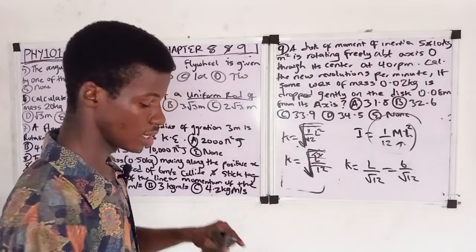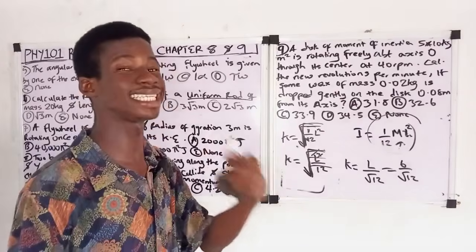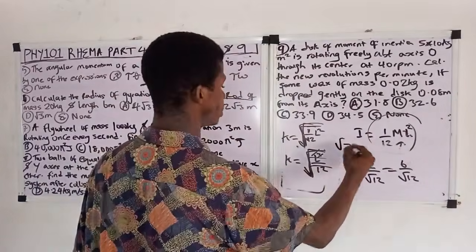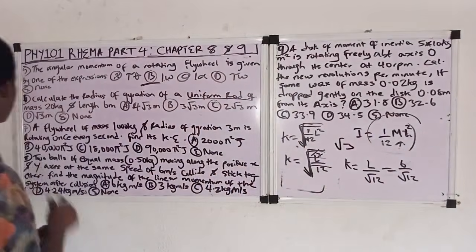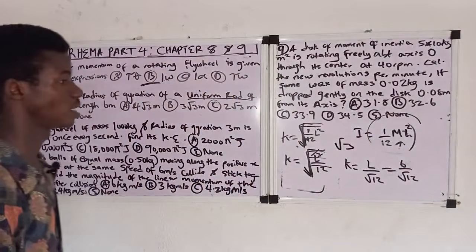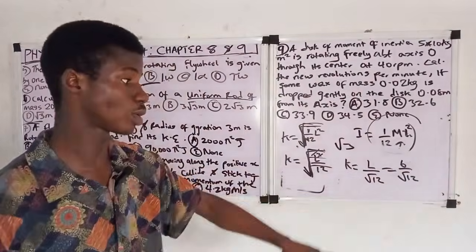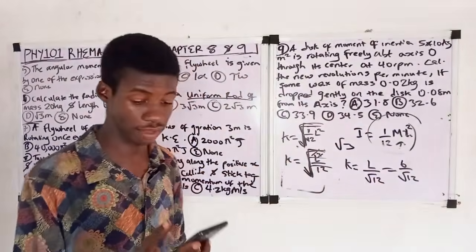6 divided by root 12 is the same thing as root 3. Trying it in the calculator, it's the same thing as root 3. So the answer is D, same thing as root 3. Or if you don't want to do it like that, go to your calculator and do 1 divided by root 12.